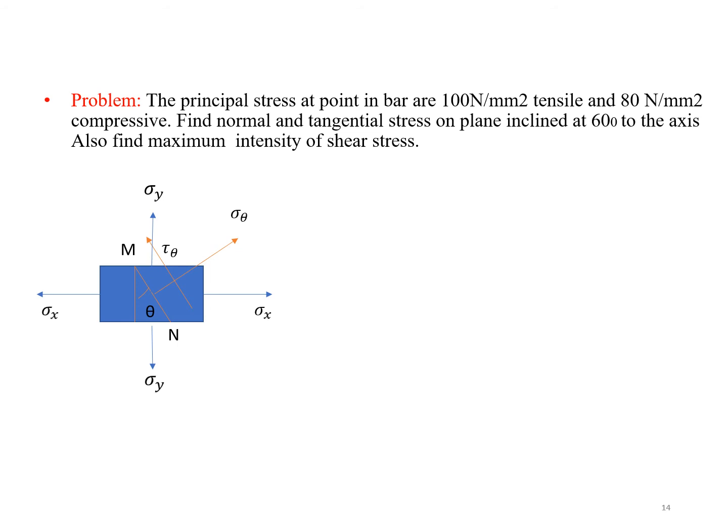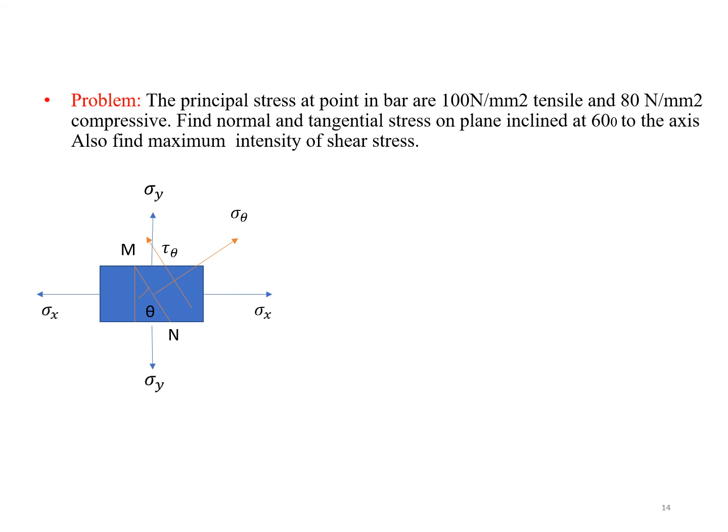The principal stresses at a point in a bar are 100 Newton per millimeter square tensile and 80 Newton per millimeter square compressive. Find the normal and tangential stress on the plane inclined at 60 degrees to the axis. Also find the maximum intensity of shear stress. So this is the problem given.